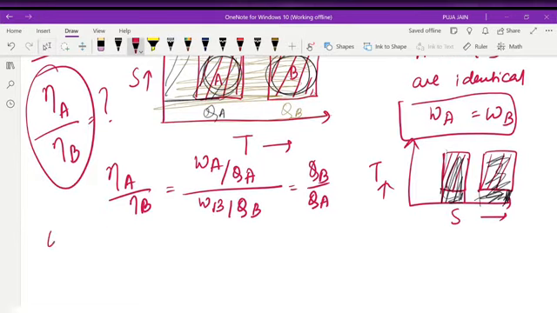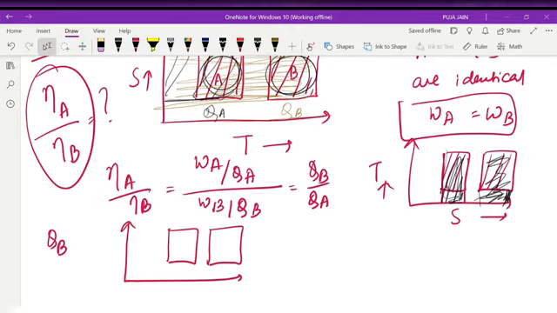QB is what? You see this. I am drawing this graph again. These are identical blocks. Okay, identical blocks, and also one more thing.